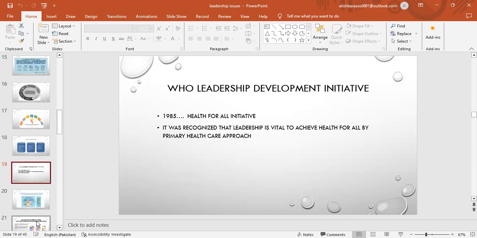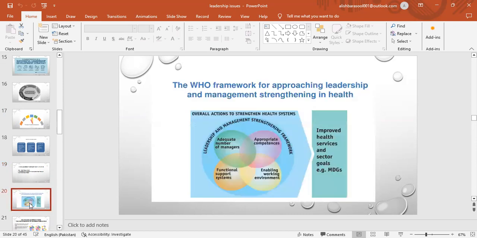WHO Leadership Development Initiative in 1985, Initiative for Health for All. It was recognized that leadership is vital to achieve health for all by the primary healthcare approach. The WHO framework for approaching leadership and management strengthening in health: overall actions to strengthen health systems, adequate number of managers, appropriate competence, enabling work environment, functional support systems.